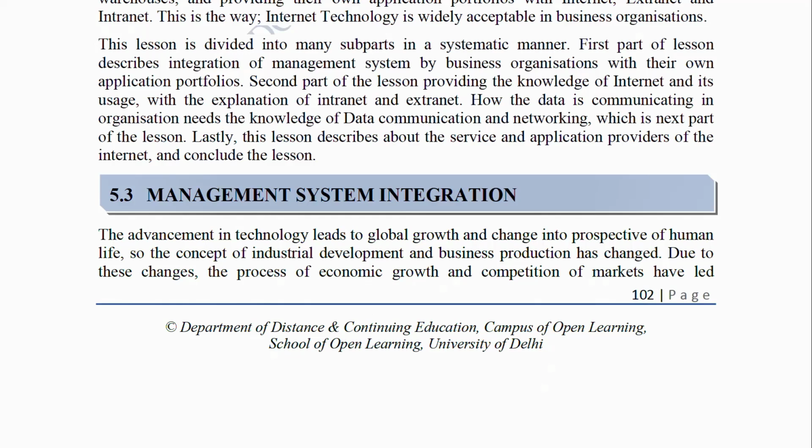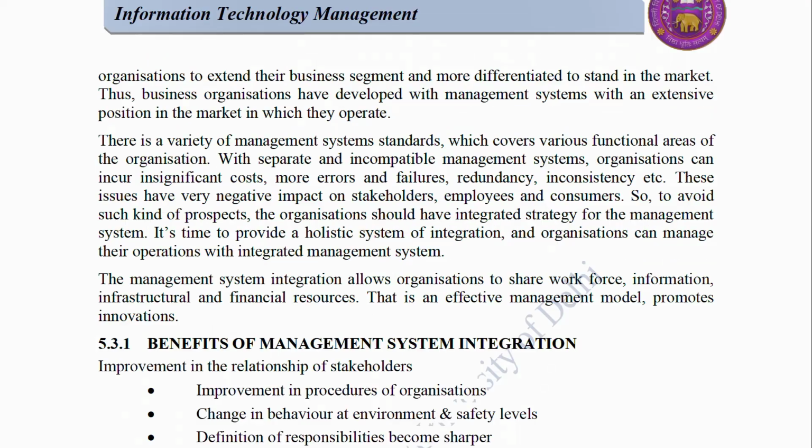5.3, Management System Integration. The advancement in technology leads to global growth and change in the perspective of human life, so the concept of industrial development and business production has changed. Due to these changes, the process of economic growth and competition of markets have led organizations to extend their business segments and become more differentiated to stand in the market.